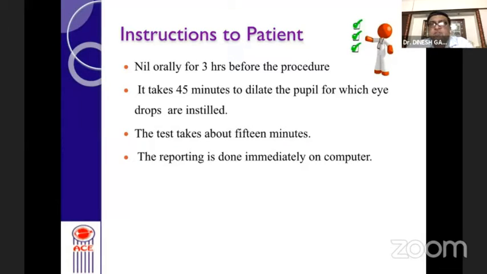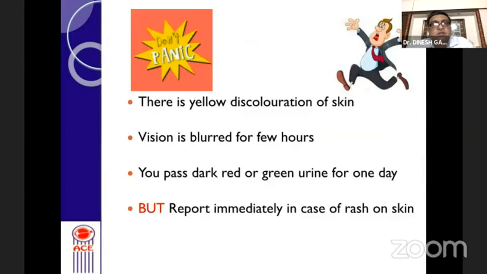Basically, we need to instruct the patient to be empty stomach for at least 3 hours before the procedure. Then we dilate both the pupils with the dilatation drops. The procedure itself takes about 15 minutes, and nowadays there are digital cameras, so the reporting can be done immediately. There is yellow discoloration of the skin. The vision is blurred for a few hours. The patient passes green colored or a dark red colored urine for a day. And these are the things which we need to tell the patient beforehand.